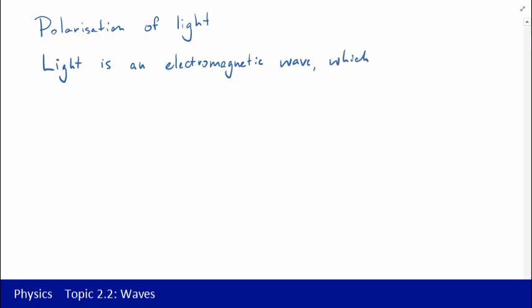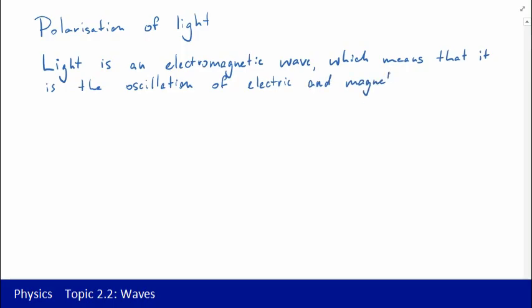The first thing we need to look at is that light is an electromagnetic wave. That basically means that it's the oscillation of electric and magnetic fields. Now that's the idea that we really could spend a lot more time on. Rather than get bogged down in that though, I'm just going to gloss over it a little and just try and explain what those ideas are without getting stuck into it in lots of detail.